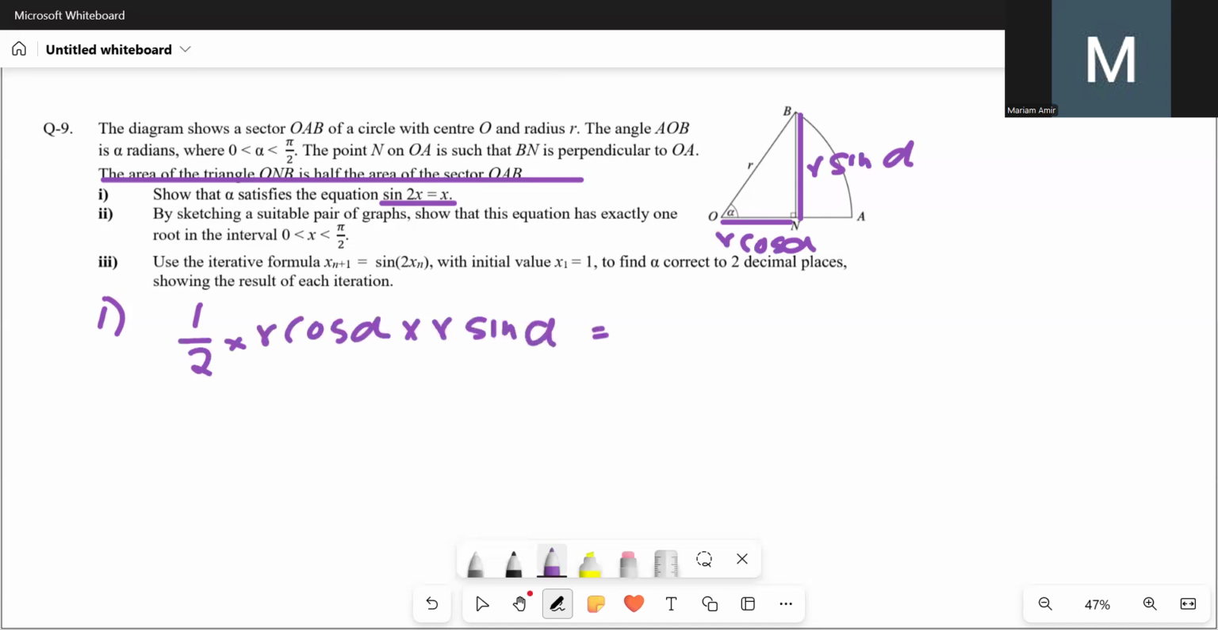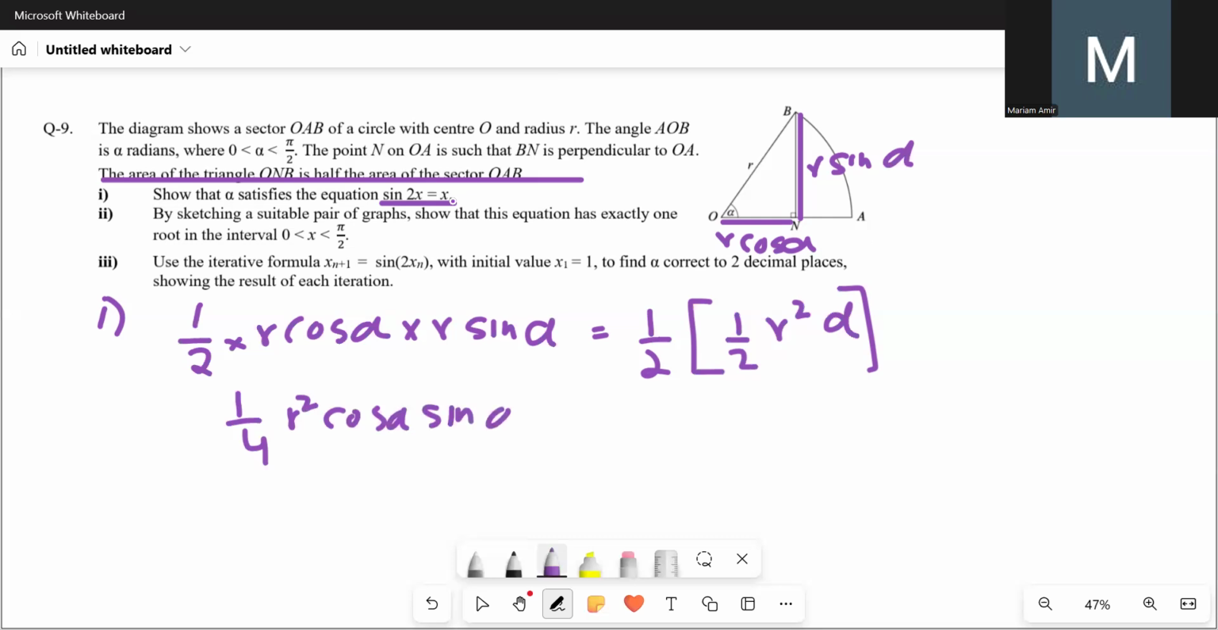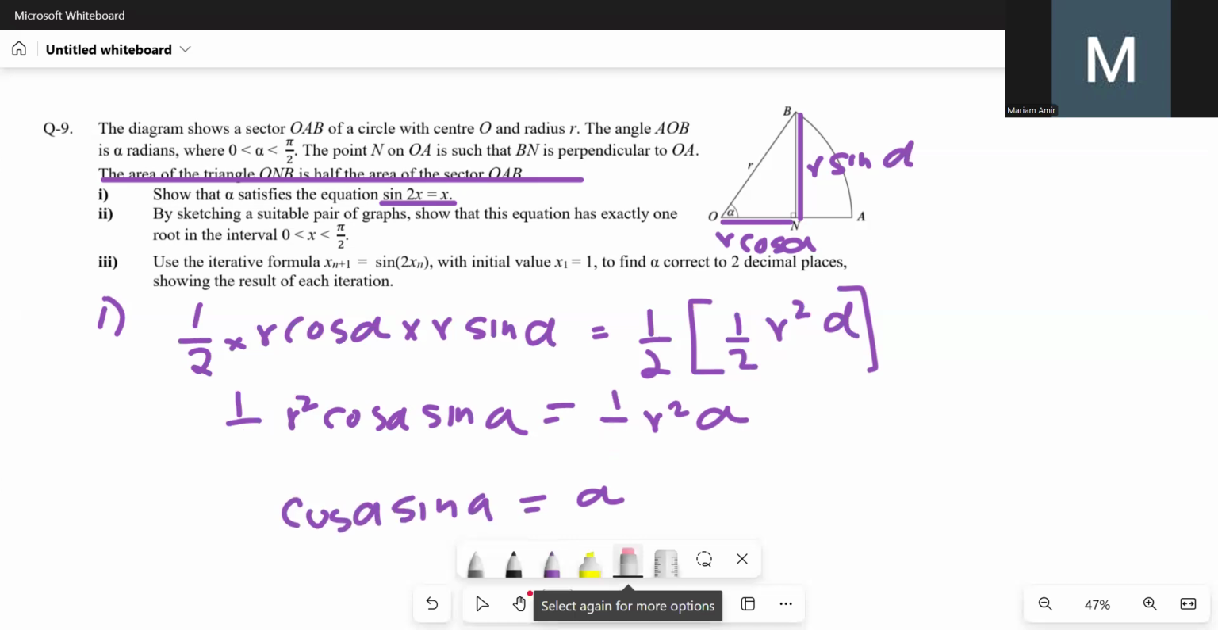That's the area of the triangle, which is half of the area of the sector. Area of sector is half r square theta. Now let's simplify this. 1 by 4 r square cos alpha sine alpha equals 1 by 4 r square alpha. Cancelling 1 by 4 r square on both sides, we get alpha equals cos alpha sine alpha. I just spotted a mistake, that this was 2. So we have a 2 here and we have a 4 here.